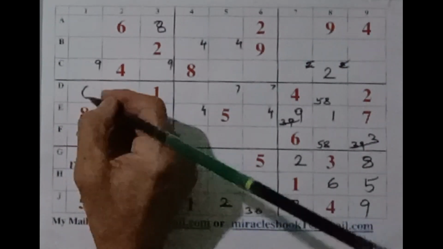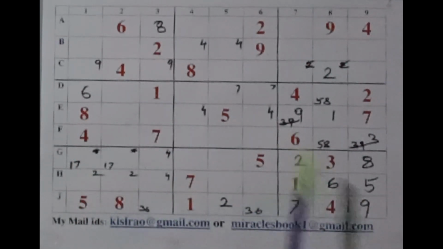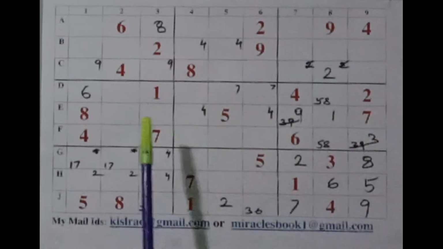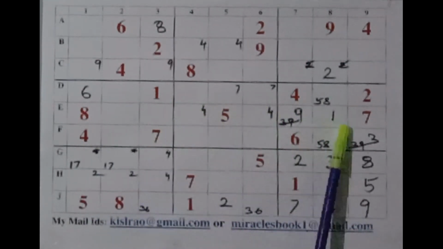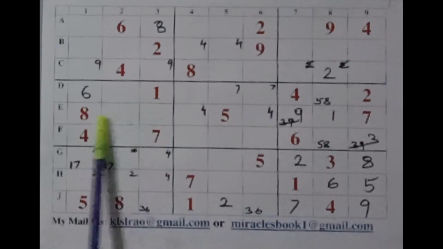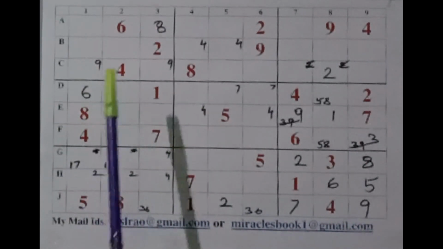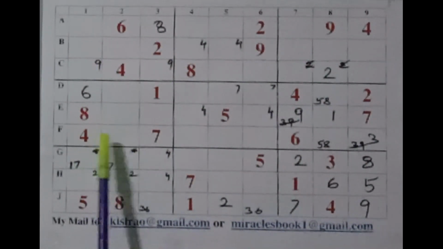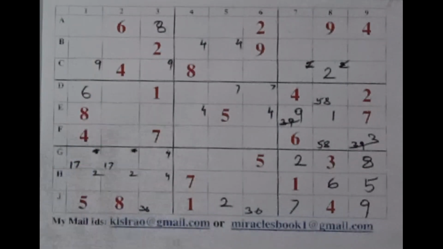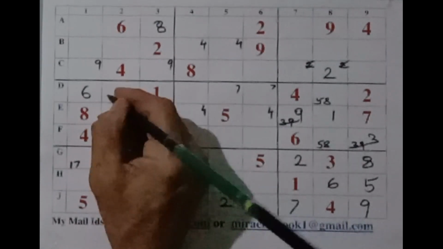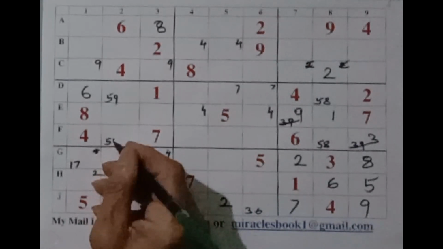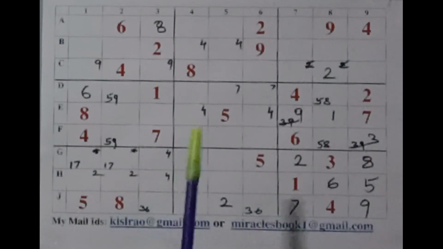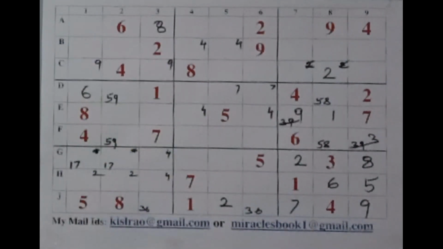Okay. And now, look, come back here. See, we have this 5 and 9 here in this row. That means they cannot take these 2 positions. So they are eligible to take one of these 2 cells as a pair. So let us mark that pair 5 and 9 here. 5 and 9 and 5 and 9. Okay.